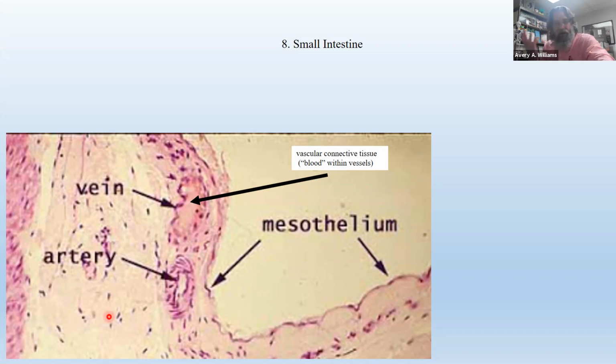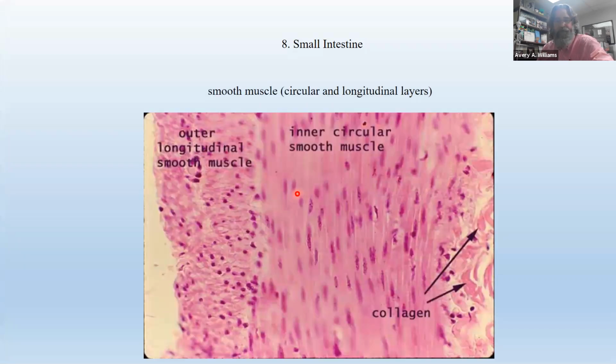And of course, there's blood in there. The blood is vascular connective tissue. Name this tissue. Well, vascular connective tissue. How about that? Okay.